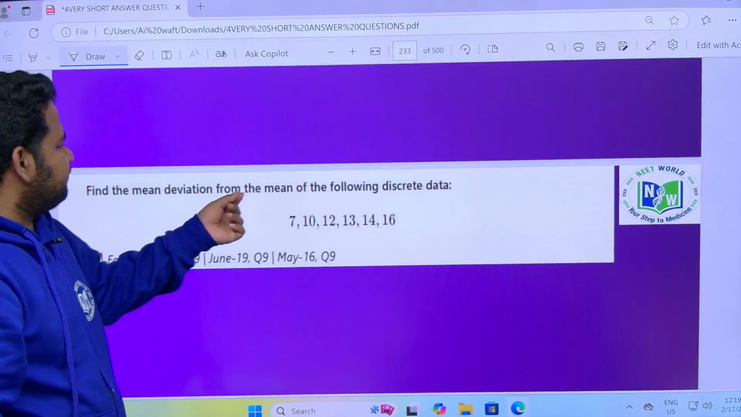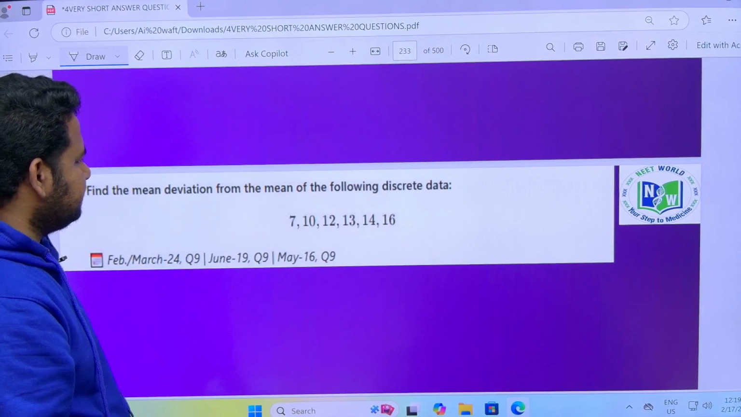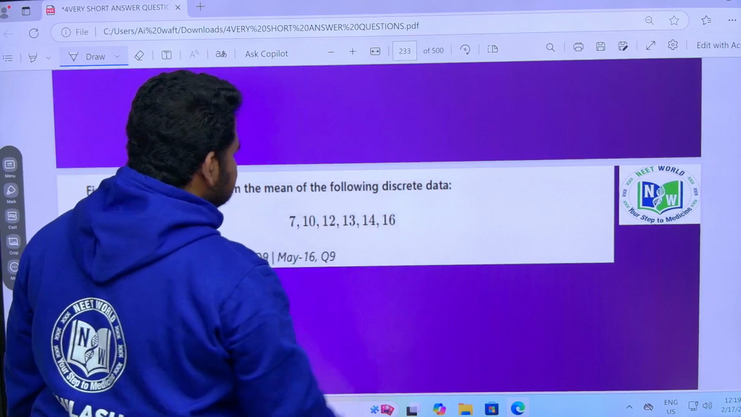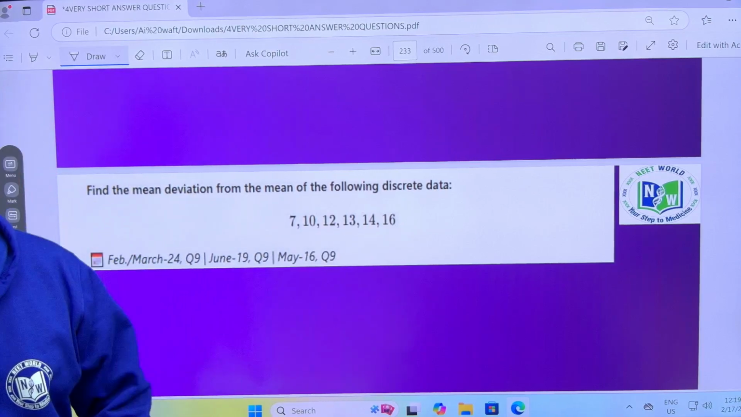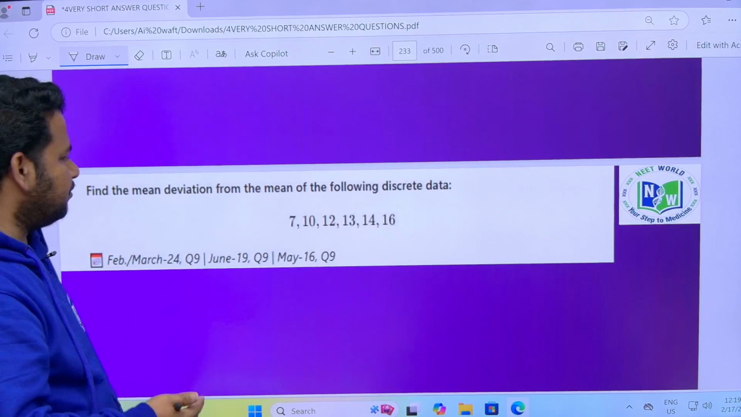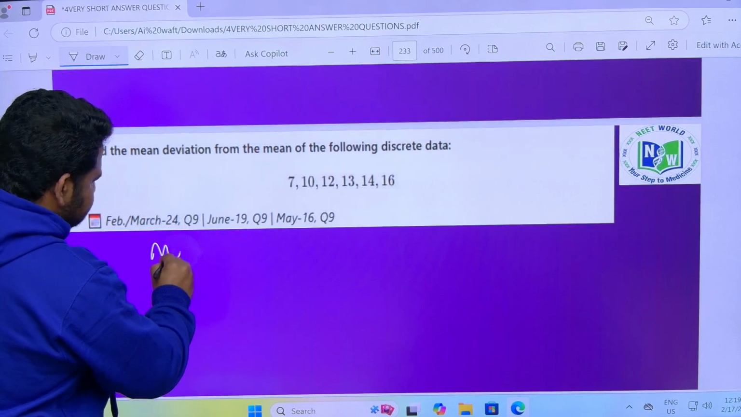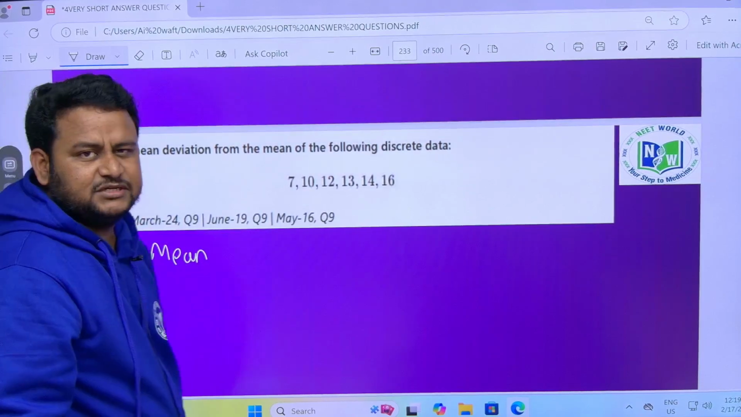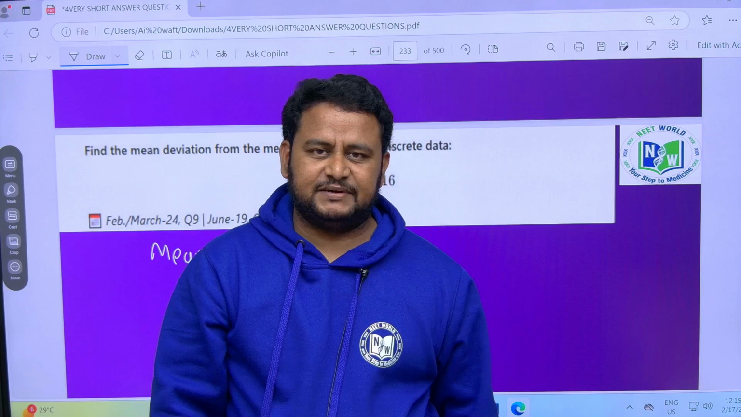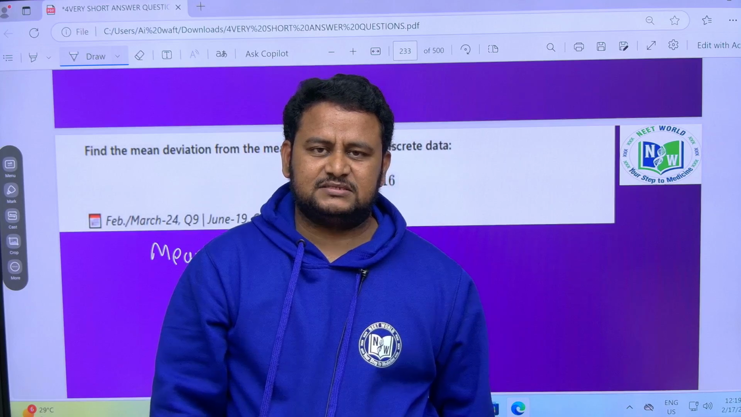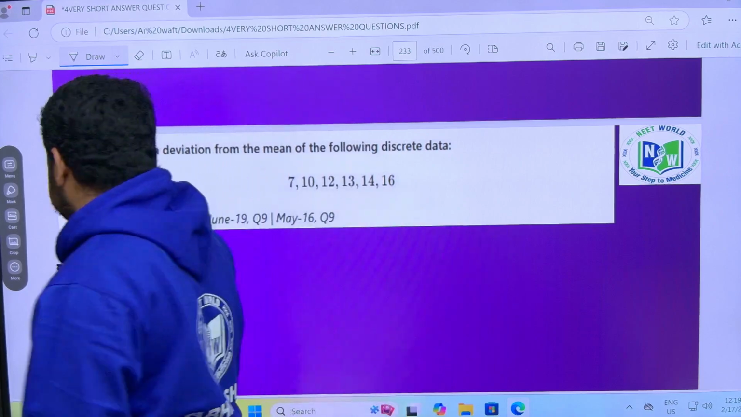Find the mean deviation from the mean of the following discrete data. Same thing. Mean deviation from the mean from the following discrete data. Same formula we have to use. Mean deviation from the mean is given by what? Same formula, that is, it is given by 1 by n into summation of xi minus x bar within the modulus. Got it, friends? Within the modulus.